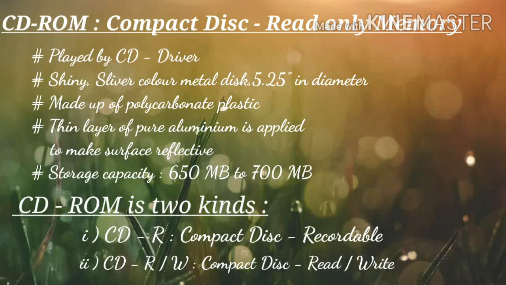There are two kinds of CD-ROMs. One is compact disc recordable. Once data has been written on it, it is impossible to remove or erase this data. Another one is compact disc rewritable. Data written on it can be removed by altering the chemical property of the disk. After that, data can be written onto the disk afresh.